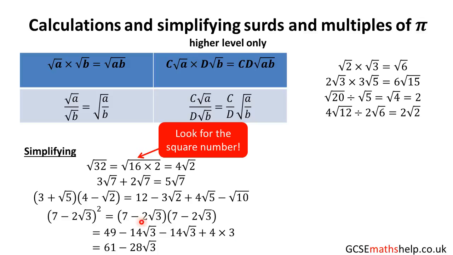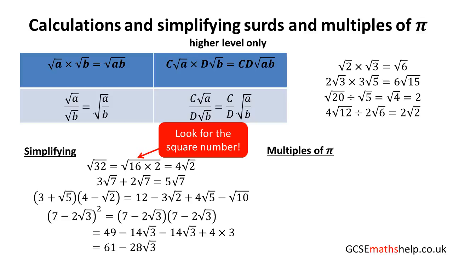And notice that 2 root 3 times 2 root 3, we have 2 times 2 is 4, and root 3 times root 3 is 3, not 9. Some people make a mistake here. And then here we notice that we can actually simplify further because we have 2 terms involving root 3, so these are like terms. So we've got minus 14 of them minus another 14, so that's minus 28. And obviously your numbers just simplify easily as well.